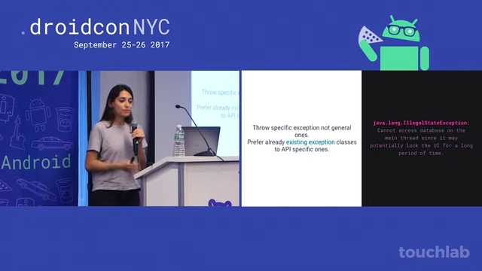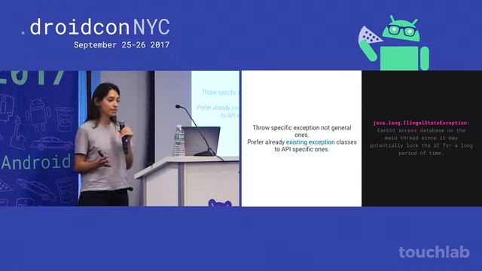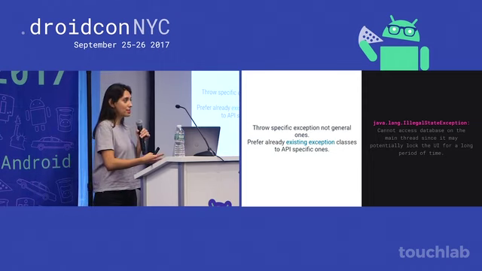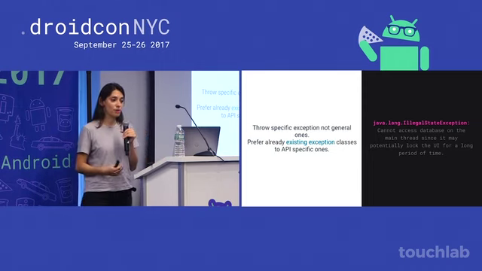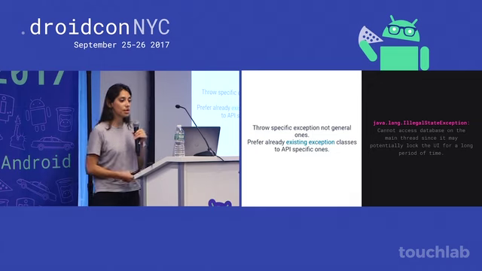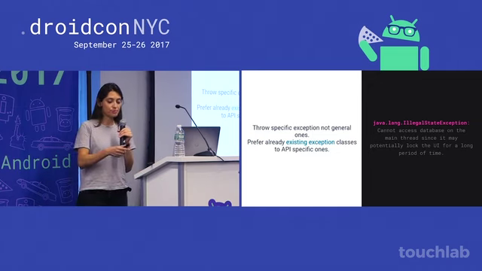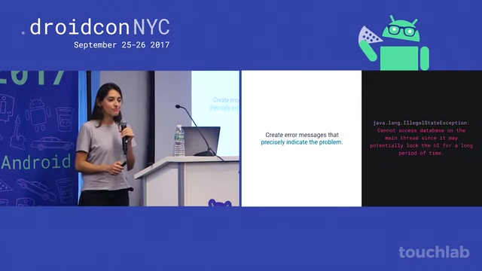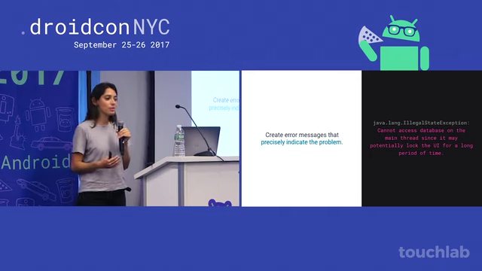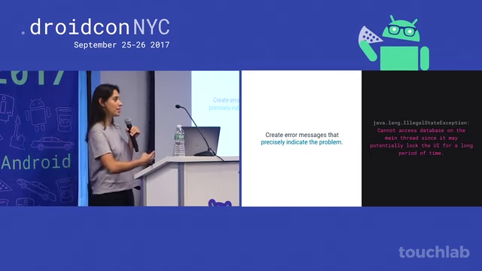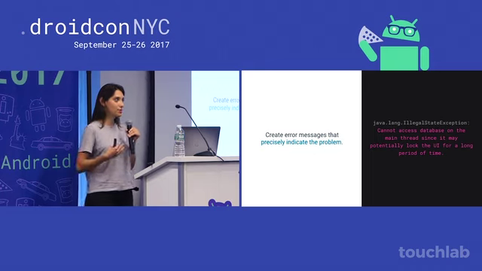Also, you should throw specific exceptions and not just general ones like Exception. And you should prefer existing ones over API-specific ones. Like Room is throwing here an illegal state exception. And also, the message should be clear so it can precisely indicate the problem. So here it exactly says that, hey, you're doing stuff on the main thread. You shouldn't be doing that.